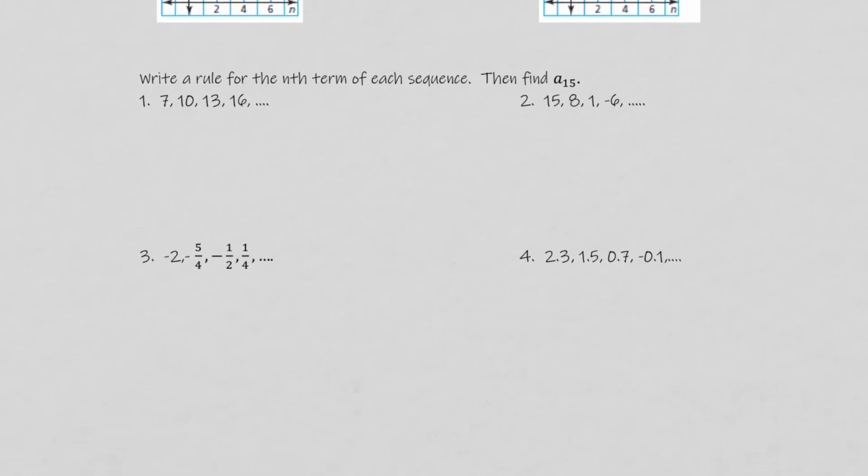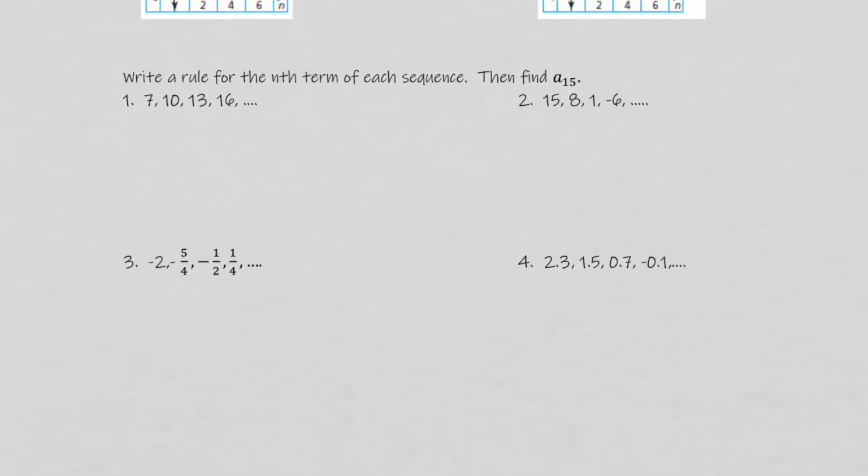And then the bottom ones, we're going to write our rule for this. So this might have been the area where people found it a little confusing or frustrating last week. But we're going to do 2 things. We're going to write a rule, and then we're going to find a sub 15, so that means the 15th term of my problem. So let's start with number 1. Let's start with the rule.